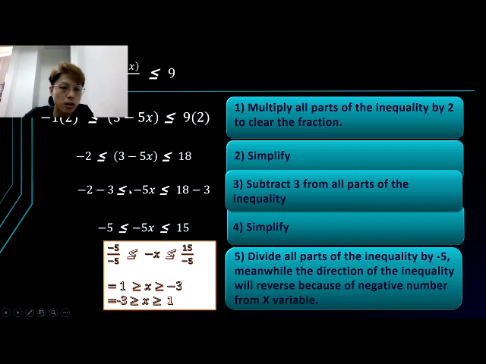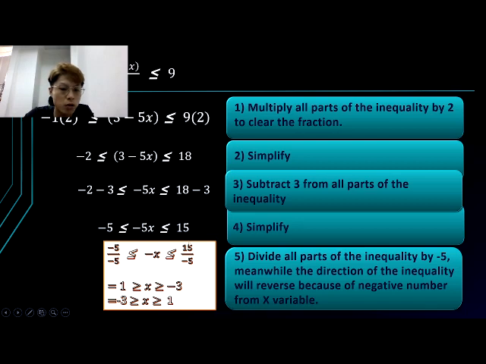Then the third step, we have to move out the 3 first, because in the end we have to keep the x only. So we move one by one. We move out the 3 first. Since the 3 is positive, we move it to the other side and it becomes -3. So -2 minus 3 is equal to -5, and 18 minus 3 is 15.